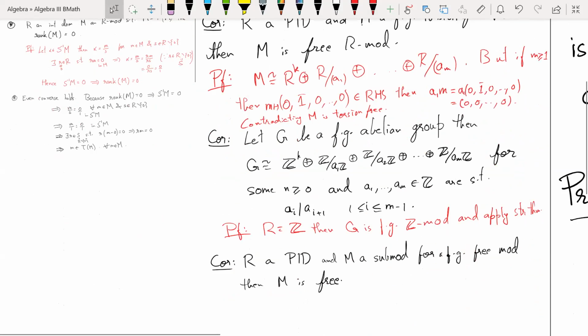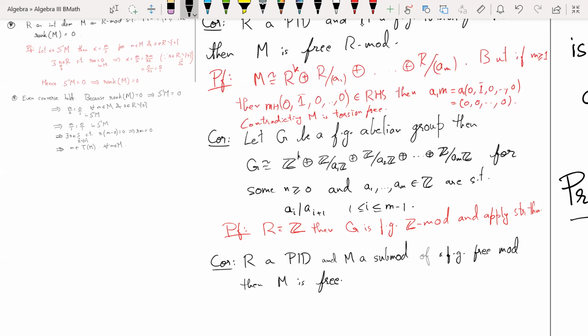Another consequence of these things: if R is a PID and M a submodule of a finitely generated free module, then M is free. How does this follow?